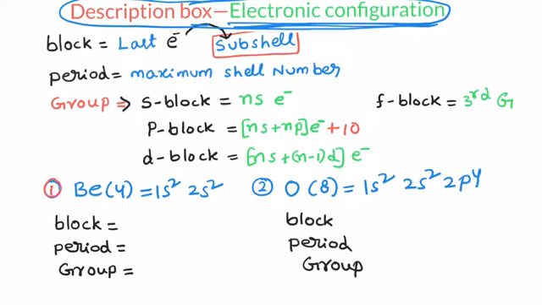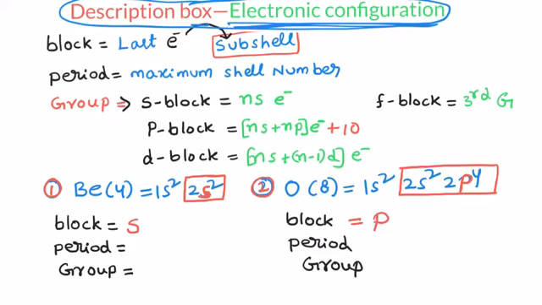Look at this. In beryllium, 2s is the valence shell. Valence shell means last shell. In oxygen, 2s and 2p is the valence shell. 2 is the valence shell. So here, in case of beryllium, the last electron is present in the S subshell. That's why it is S block. In case of oxygen, the last electron is present in the P subshell. That's why it is P block.